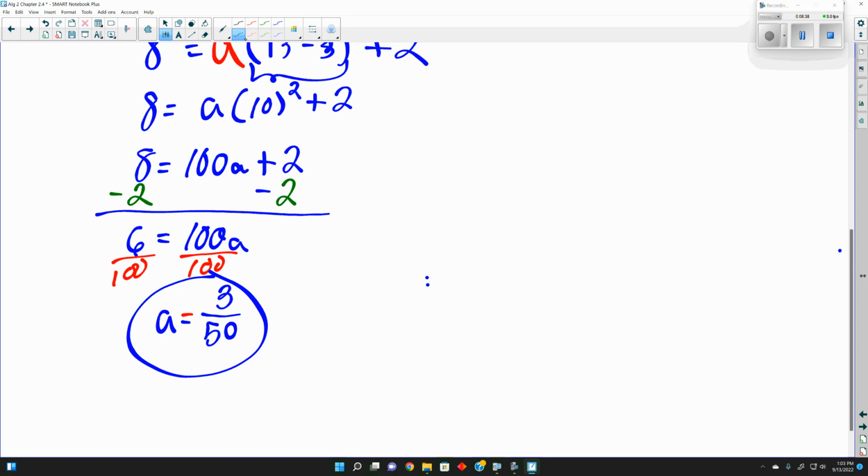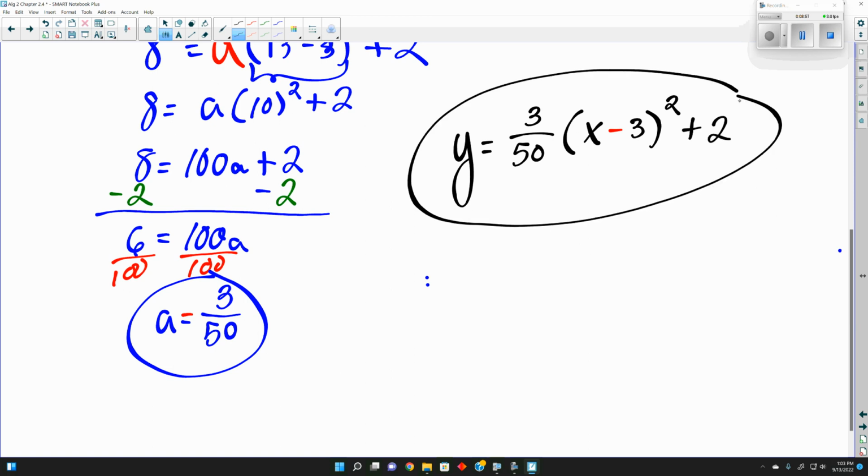Questions on this so far? So what that's telling us, because what we were missing before was the value of A, we have Y equals 3 over 50, parentheses, X minus 3 squared, plus 2. And that's it. That's all we're doing with this here. Questions on this here?